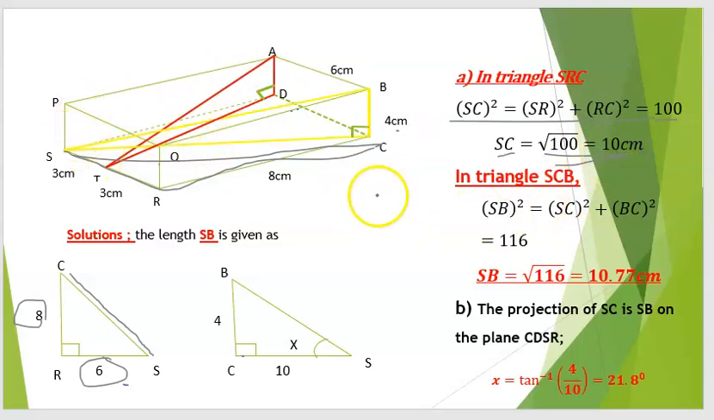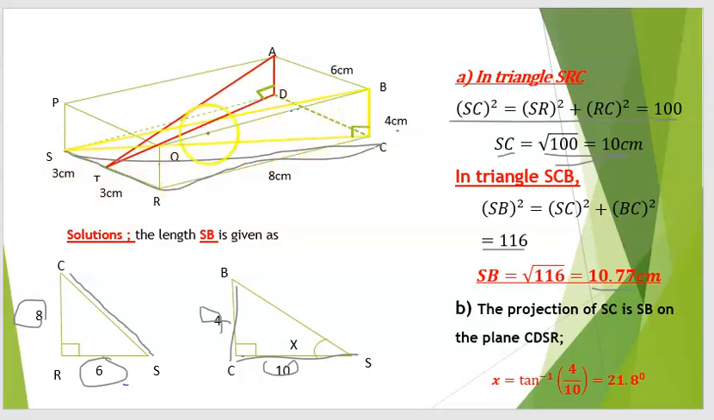Now to get SB, I'll extract that particular triangle, and I'll end up with SC being 10, the height we are given being 4. Therefore, to get SB, I'll take 4 squared plus 10 squared, which gives me 116. Therefore, SB is the square root of 116, which gives us 10.77.